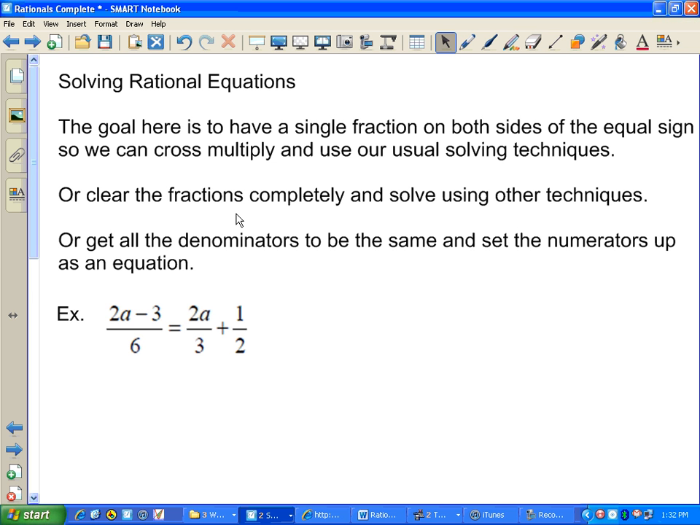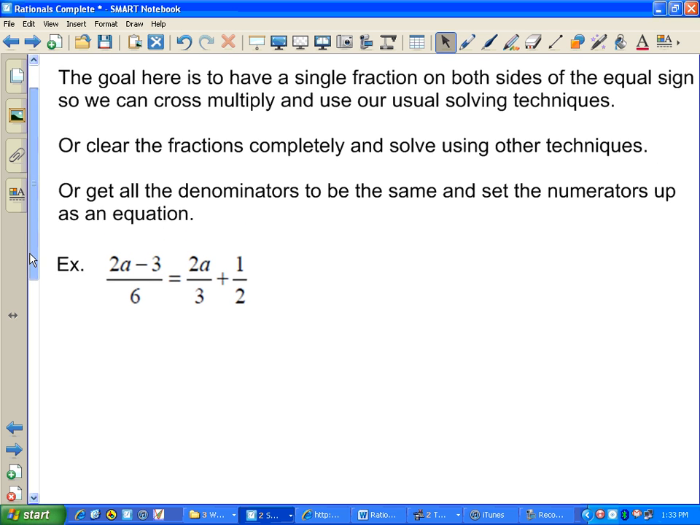So when you clear the fractions completely, you have a polynomial equal to another polynomial, and then you just move everything to one side, get it equal to 0, and solve. Or you can get all the denominators to be the same, and then you'll basically just take the numerators and make an equation out of those. So I'll go through all three methods with a real basic example, and then I'll show you another example too.